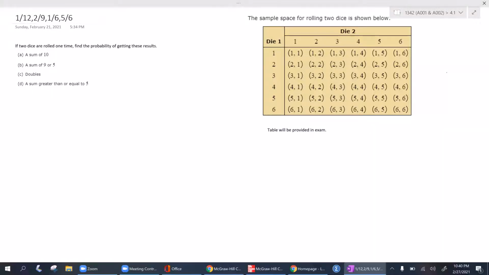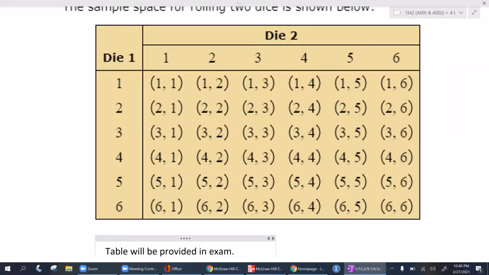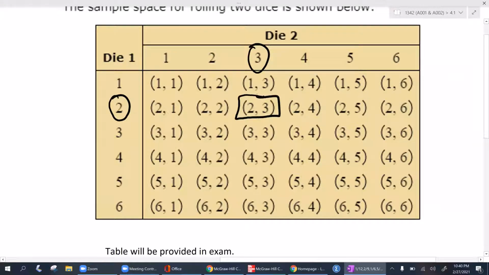So for example, let's look at this table. Before we get to that one, let's say that you rolled the first die and it landed on a 2. You rolled the second die and it landed on a 3. The sum of those, where this row and this column intersect, is 2 comma 3, and if you get the sum of those values, 2 plus 3, this is going to give me 5.